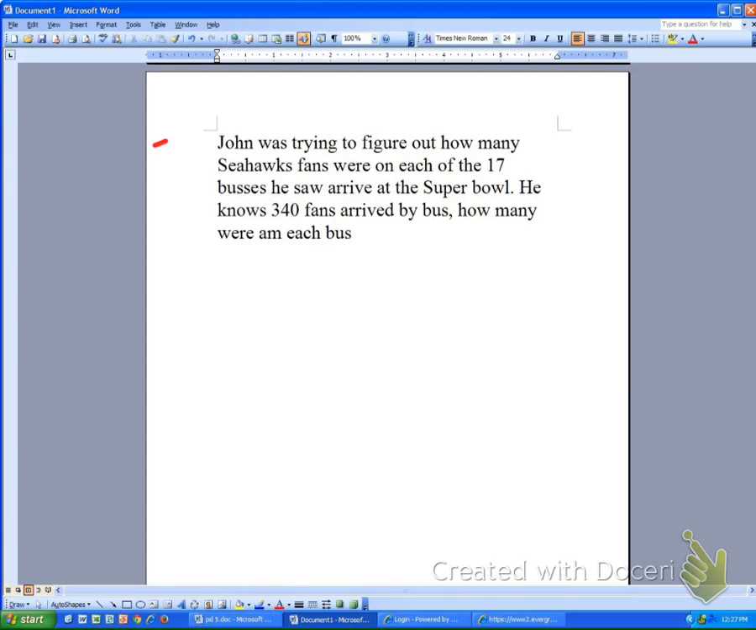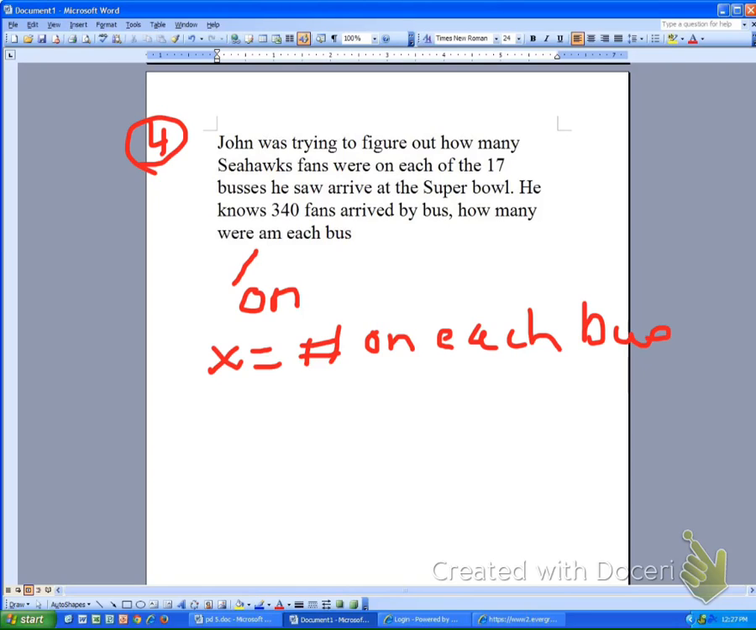Number 4. John was trying to figure out how many Seahawk fans were on each of the 17 buses he saw arrive at the Super Bowl. He knows that 340 fans arrived by bus. How many were on each bus? Okay, what does the X stand for? Look at the last sentence. How many were on each bus? So number on each bus. Okay, turn the video off. Try to write the equation on your own and then turn it back on and check it.